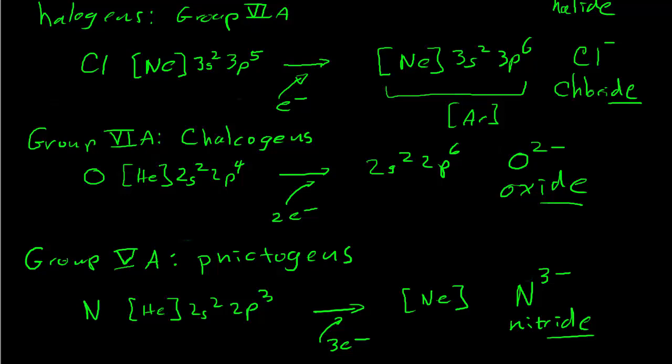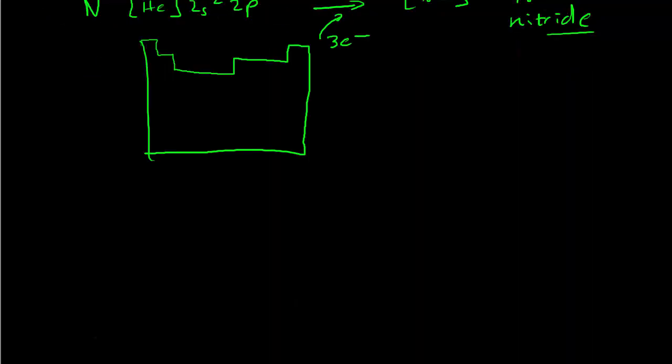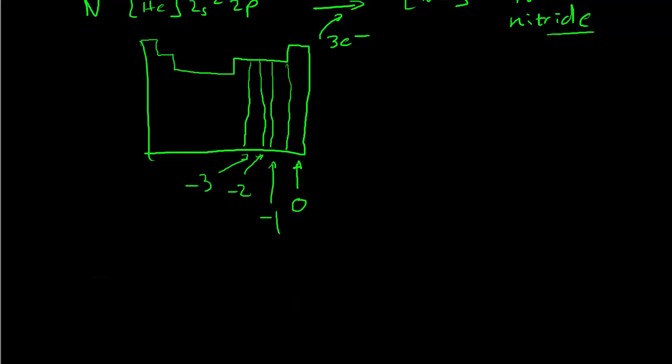You'll notice that there's a pattern as we move from left to right across the periodic table. The noble gases here don't tend to gain or lose any electrons, so they don't tend to form any kind of ion. Then our first group here, the halogens, tend to form a -1 charge. The chalcogens next door tend to form a -2 charge. And the pnictogens next to those tend to form a -3 charge.